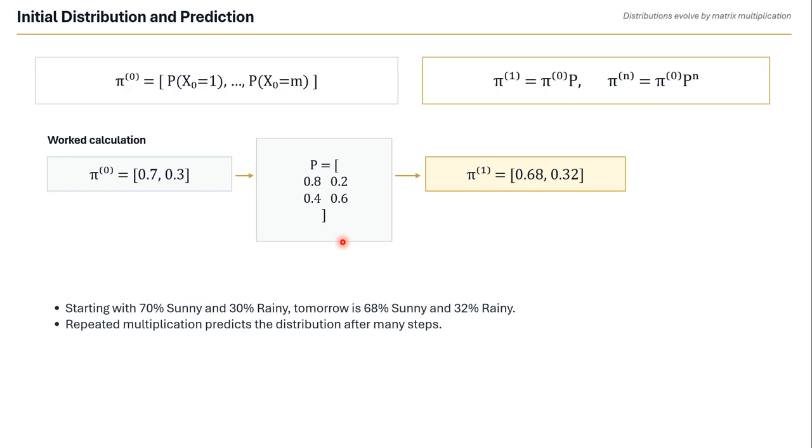In the example on the slide, the initial distribution is 0.7 sunny and 0.3 rainy. The transition matrix is the same weather matrix. Multiplying gives pi 1 equals 0.68 and 0.32. This means that tomorrow the probability of sunny is 0.68 and the probability of rainy is 0.32. If we want the distribution after many days, we repeat the multiplication or compute P to the required power. This is how Markov chains perform short-run predictions.